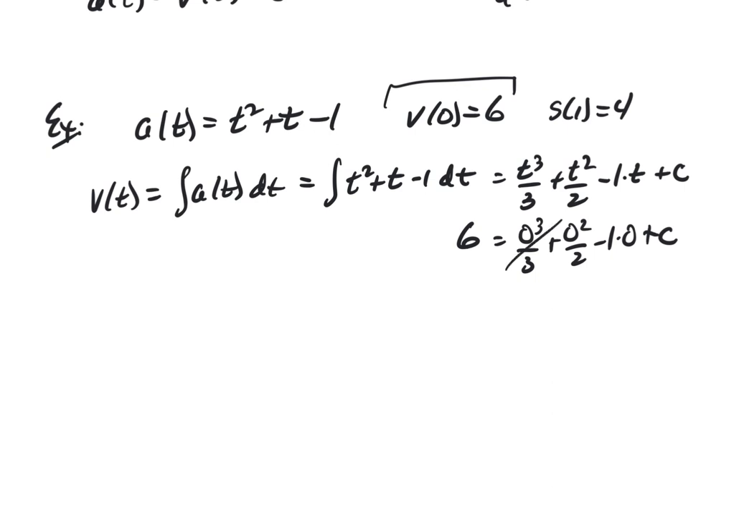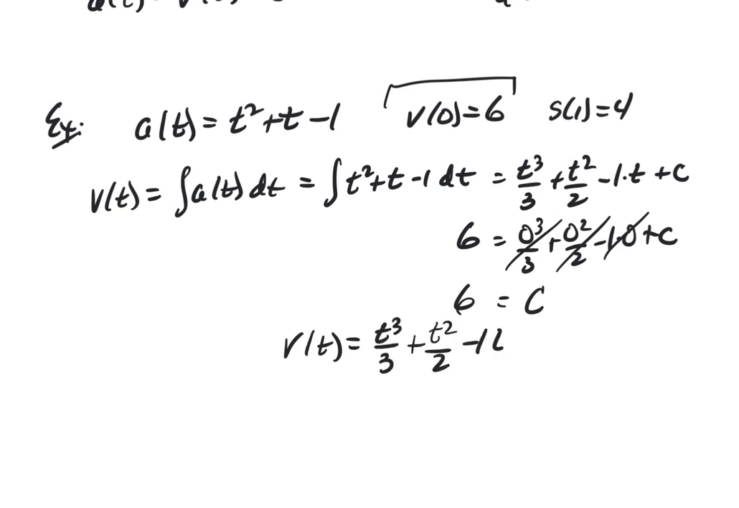So of course all of these 0 terms just drop out. So the constant then would be a 6, and therefore our velocity would be overall t to the third over 3 plus t squared over 2 minus 1t plus 6. So this is kind of our intermediate answer. We were able to go from acceleration back to velocity.